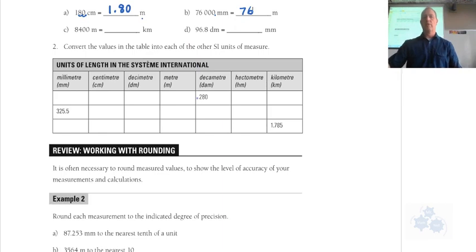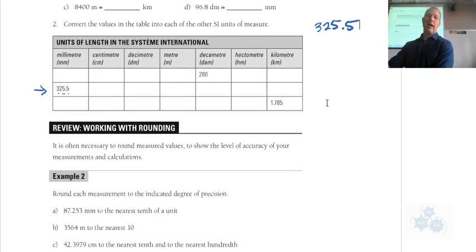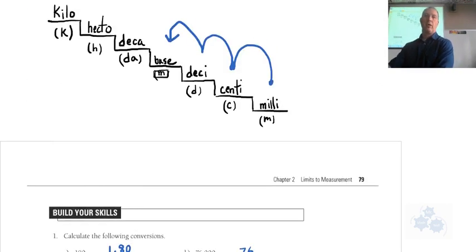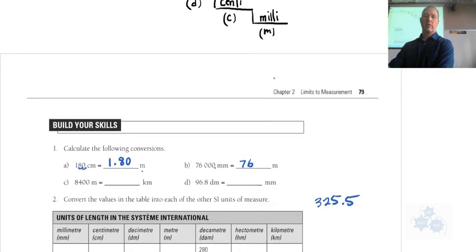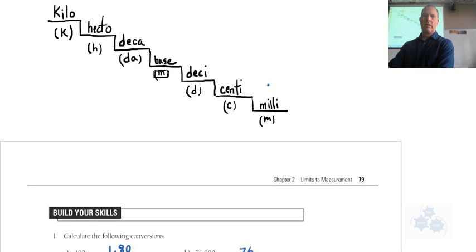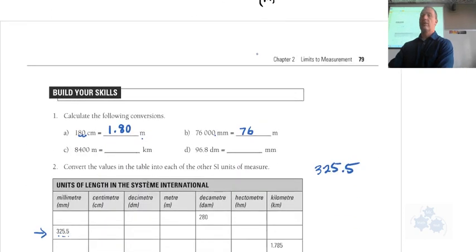Let's take a look at number 2. And number 2 would be filling in this chart. So let's work with this now. So if we have, let's start with this second row. We have 325.5 millimeters. If I want to convert that to centimeters, which way do I have to move the decimal place? To the left. Very good. So millimeters to centimeters, I have to go 1 decimal place to the left.